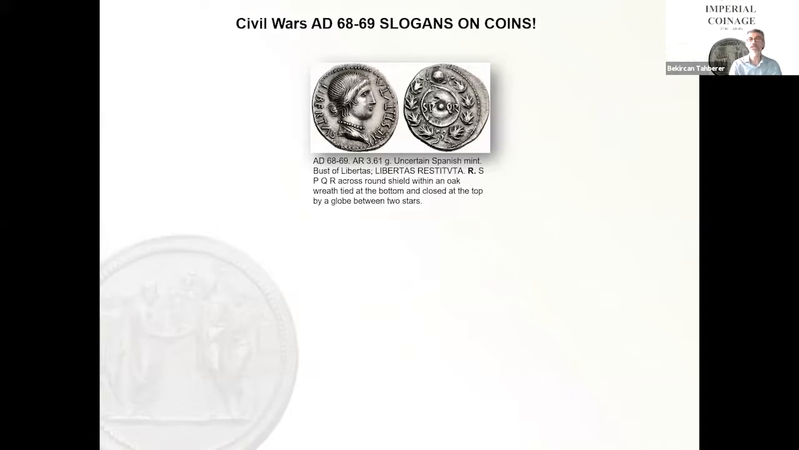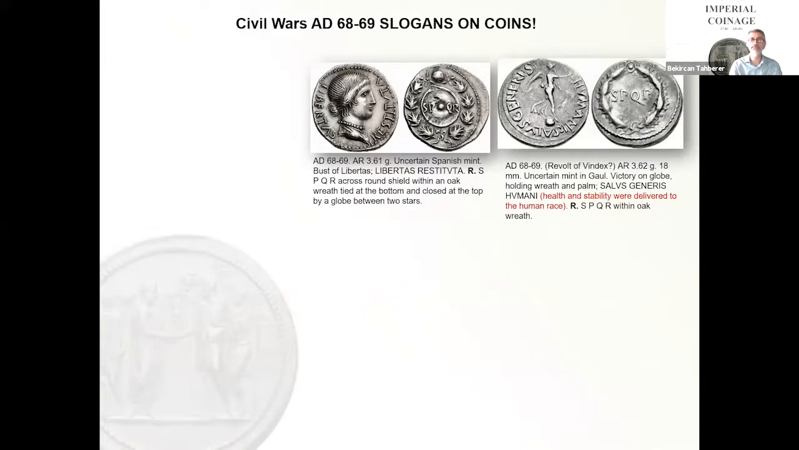The civil wars in that year between 68 and 69 are very, very remarkable in that they have some very ingenious slogans on them. So here is an uncertain Spanish mint bust of Libertas, and it claims that it was minted with the support of the Roman Senate and the people of Rome. But nobody knows exactly who minted that coin, other than the fact that they were minted in Spain, and Spain is the realm of Galba.